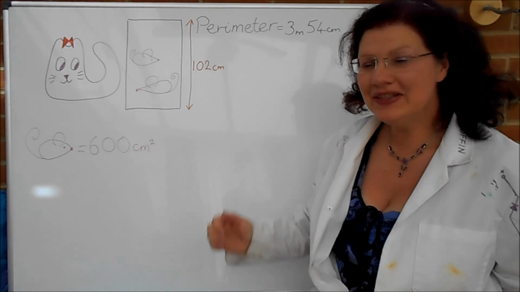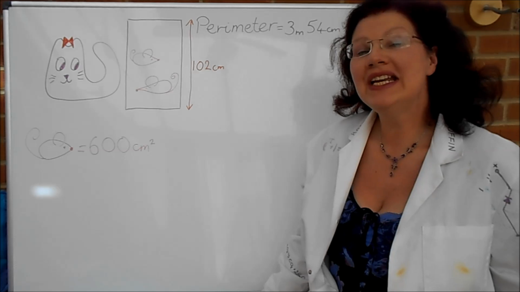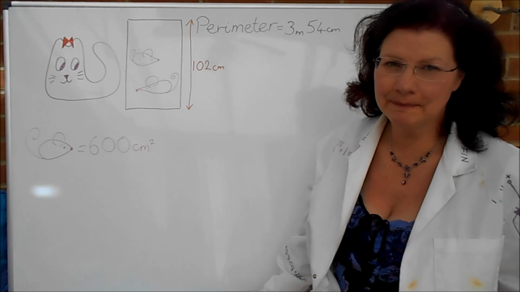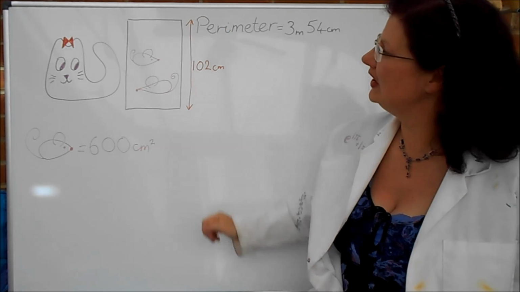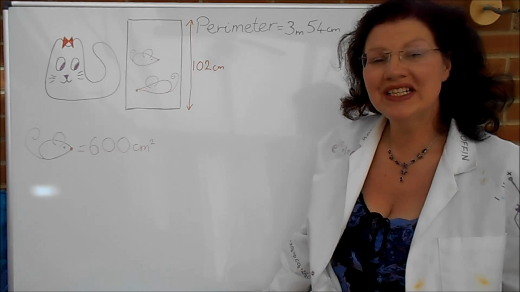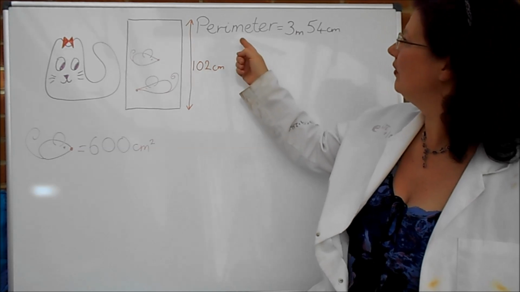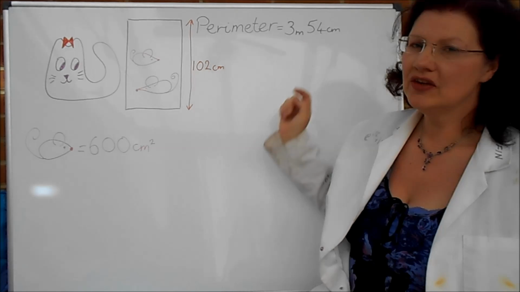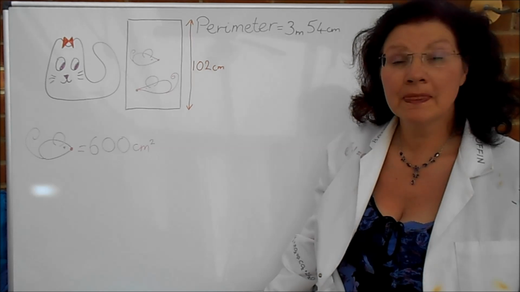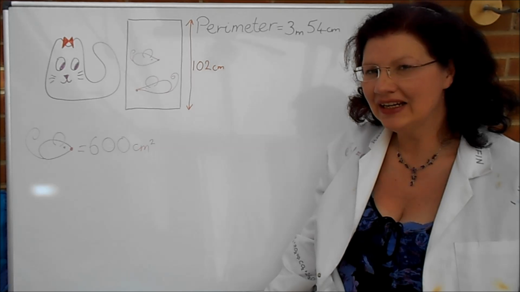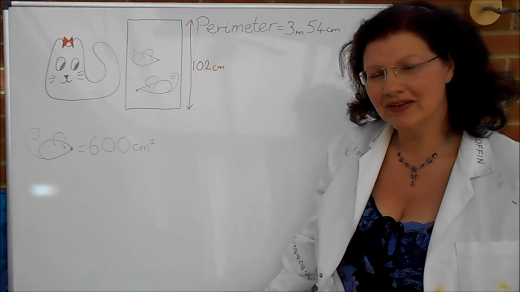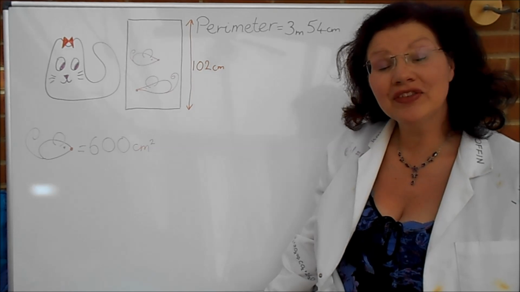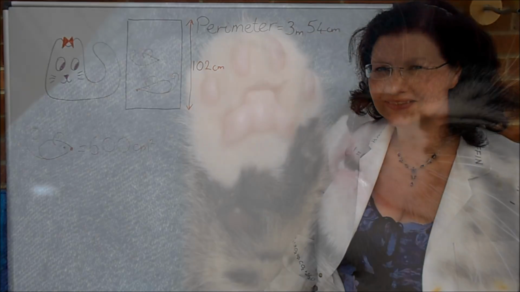Here we've got Batilda the Batty cat, and she has built an enclosure for her mice to play in. The height of this enclosure here is 102 centimetres. The perimeter is 3 metres 54 centimetres. So my question is, for part A, what is the area of that enclosure? Give your answer in square centimetres.